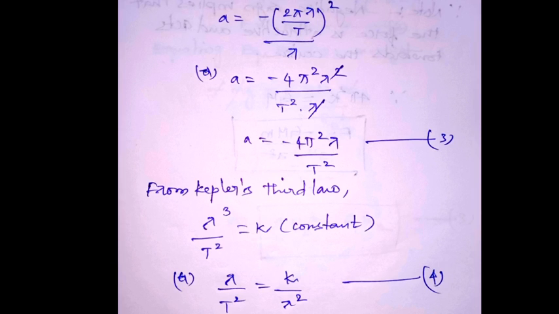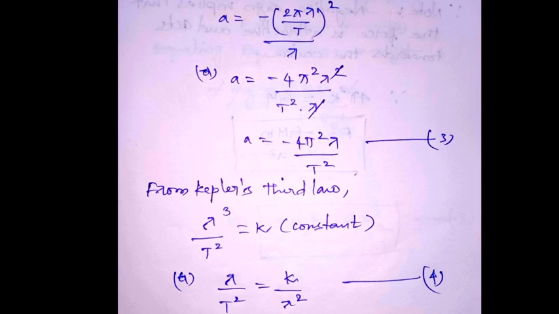Now we are going to involve Kepler's third law. We all know the value, that is R cube divided by T square equals a constant, that is K. Now here the R cube will be split into R square, and move the R square to the opposite side.